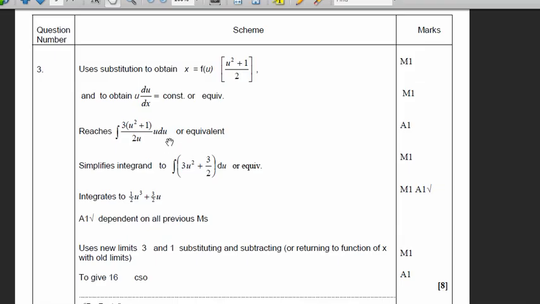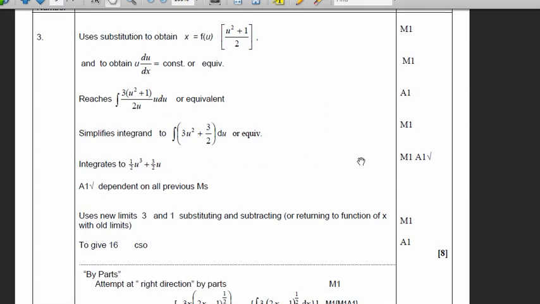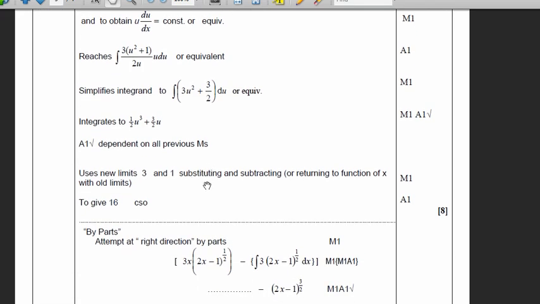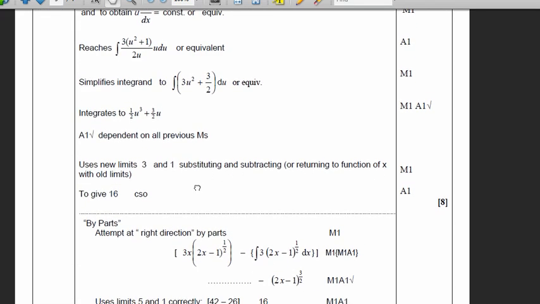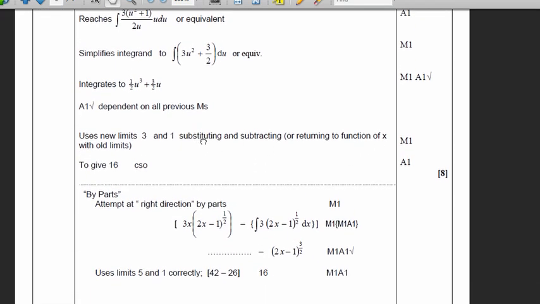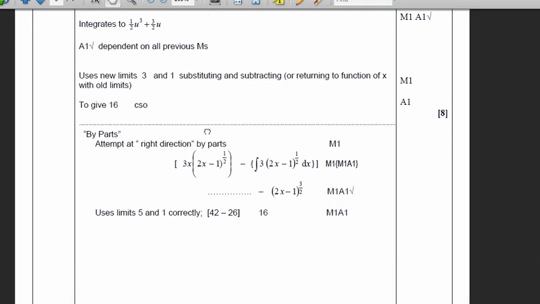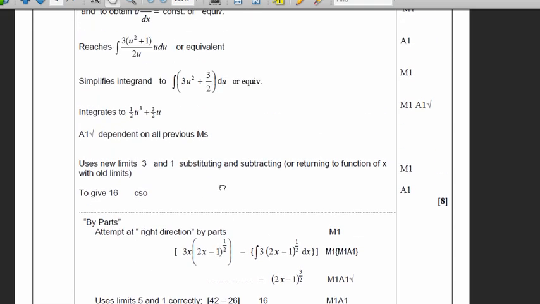The mark scheme is M1 for the substitution, M1 for the derivative. Then you do the integration, 2 marks for the integration, you find the limit, 2 marks for the limit, and the answer is 16. So we get a clear idea. They have also given an alternate method. We don't have to worry about that. Let's look at the mark scheme.